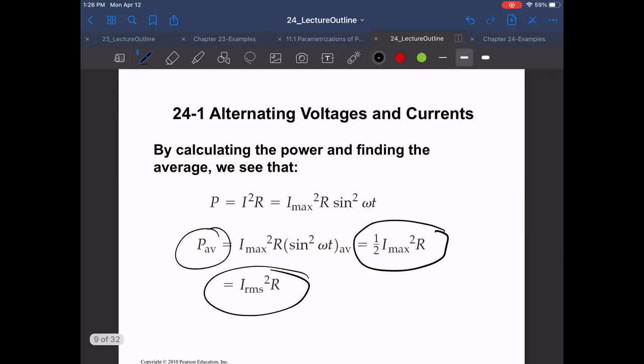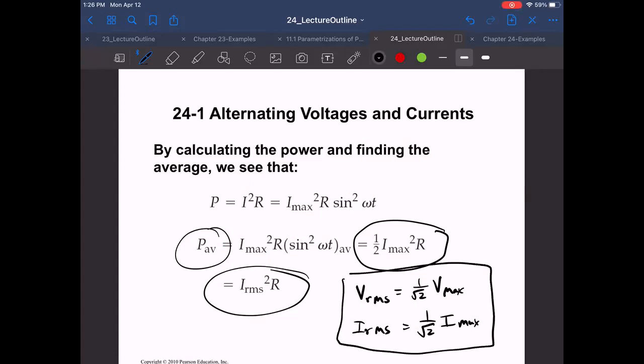So essentially what we can say is V RMS equals 1 over the square root of 2 times V max. And the same thing over here for I RMS, 1 over square root of 2 times I max. And that's just the nature of the root mean square of a sinusoidal function.